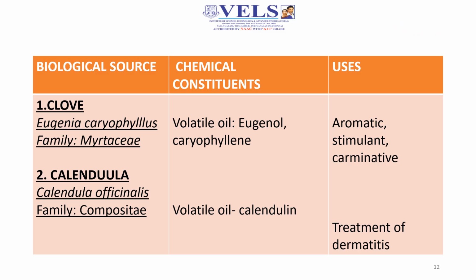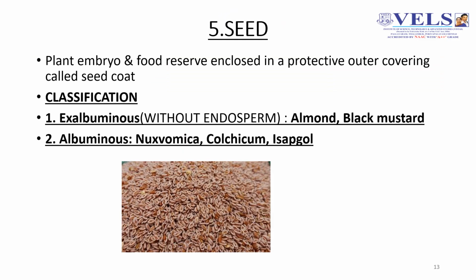So I have selected two flower containing plants, that's clove. Biological source is Eugenia caryophyllus belonging to family Myrtaceae. Then chemical constituent is volatile oil, mainly eugenol, caryophyllin. Then uses aromatic stimulant, carminative. Then the next flower is calendula, that is Calendula officinalis, belonging to the family Compositae. Mainly it contains volatile oil, that is calendulin, mainly used for skin diseases, for dermatitis. There are many different types of flowers. I have included only two examples based on your syllabus.